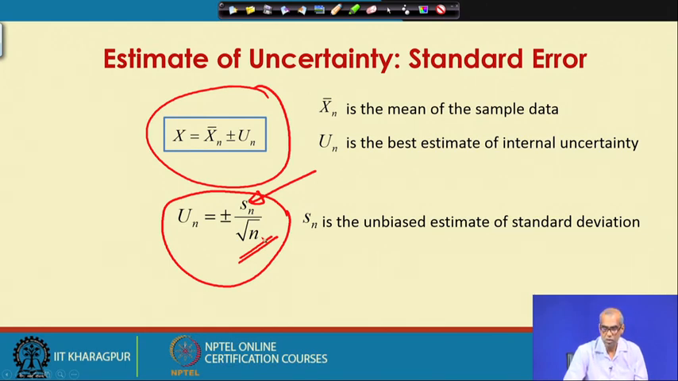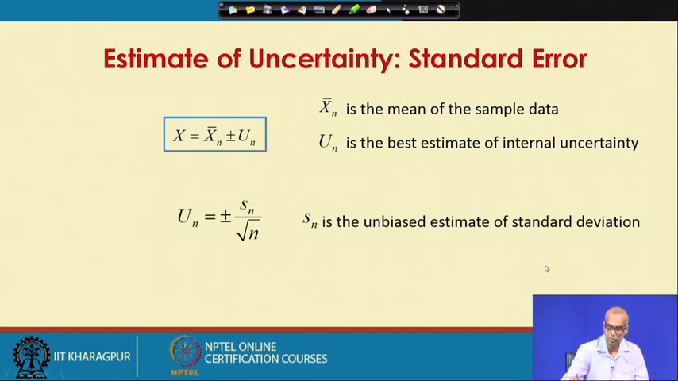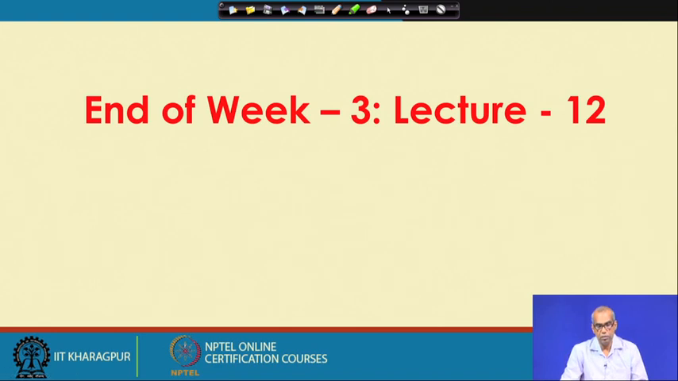So, an estimate of standard error or uncertainty is standard deviation divided by square root of number of observations, and then the measured value will be expressed as mean value plus minus this u n, which is the best estimate of the internal uncertainty, and can be represented as standard deviation divided by square root of number of observations. So, we will stop our lecture 12 here.